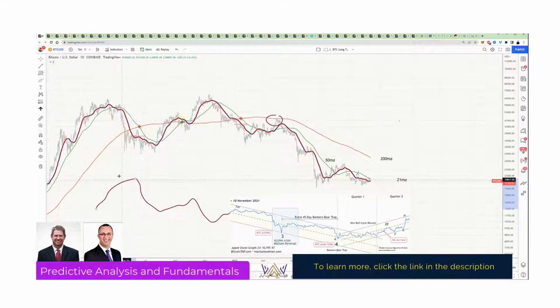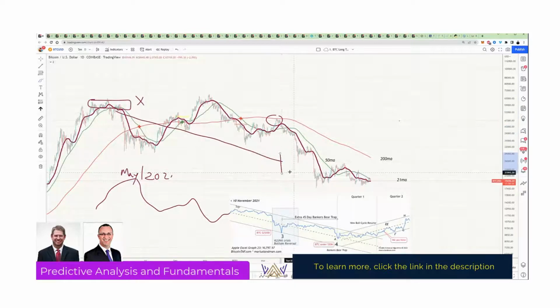And remember, way back in May, June of 2021, I don't know if you can recall, but we called the top and we said that top there is the top. And we told our members to exit positions here. And then we said we're going to go down for 9 months. Now, 9 months is about there, but you can see we're actually going down a little bit further.